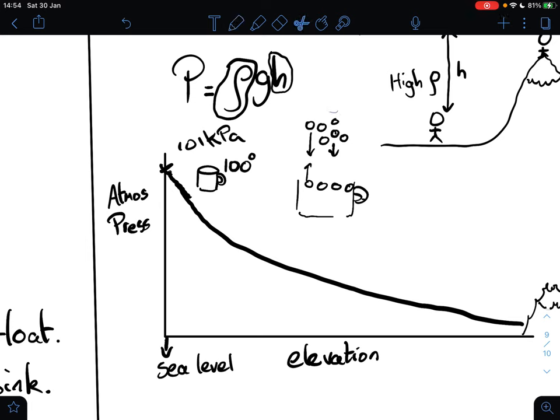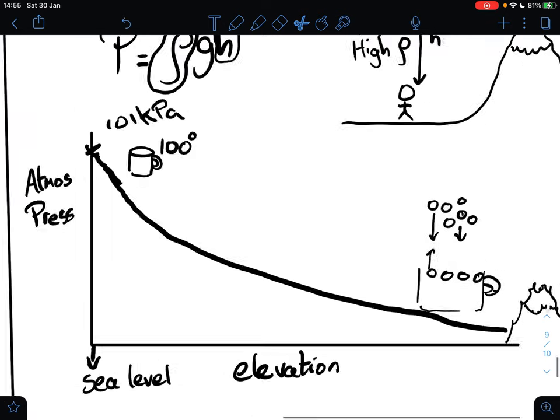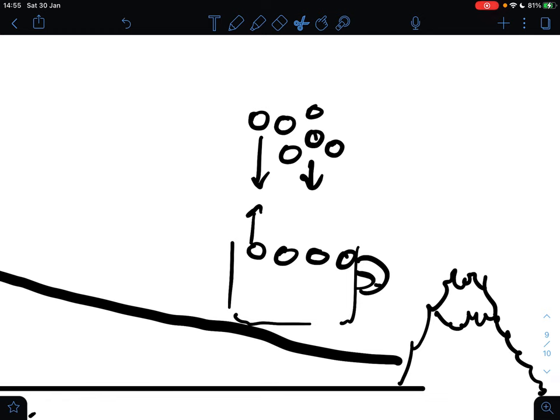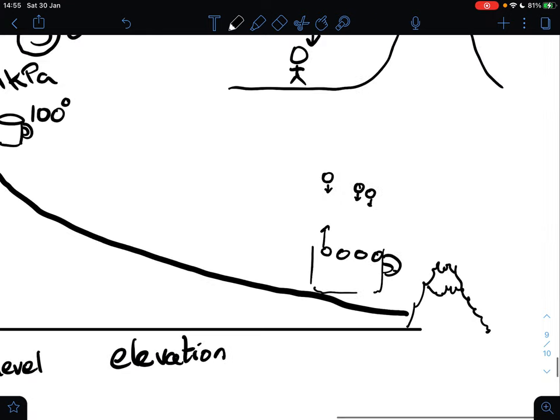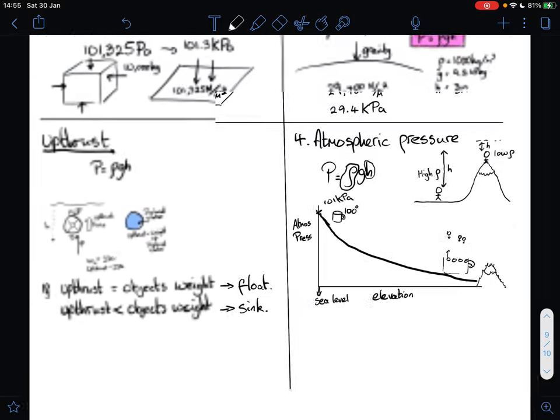Well, what happens if you go to the top of Mount Everest is it boils at around 60, 65 degrees because there is less air above you. There is less pressure pushing down, and so the particles can now break free at a far lower pressure and at a lower temperature. So you can't have a hot cup of tea at the top of Mount Everest. Not that you would want to stay there for long anyway. So that concludes everything for this lesson.